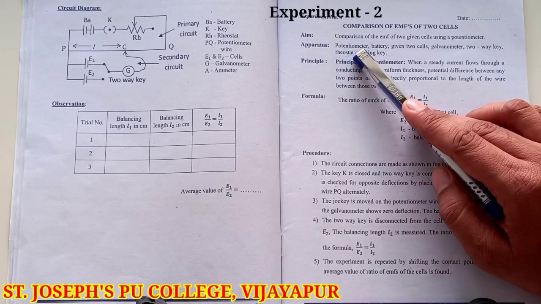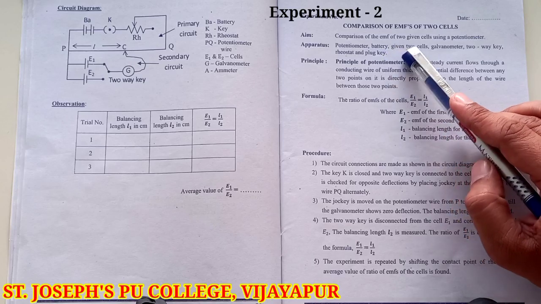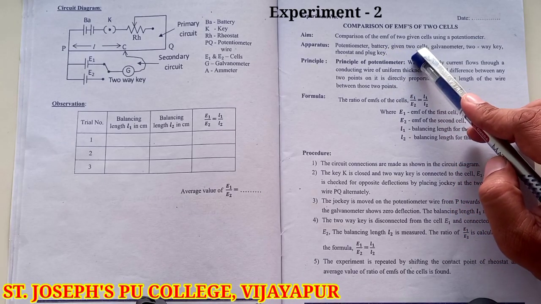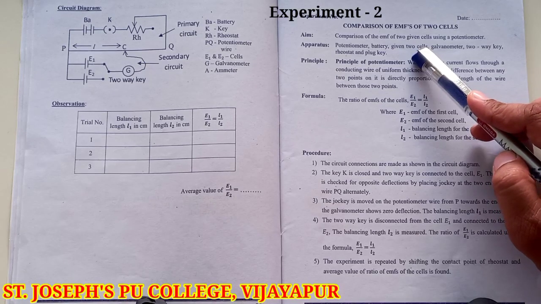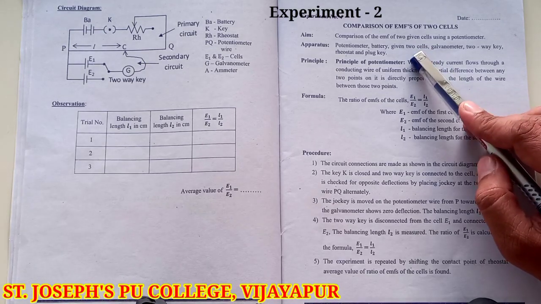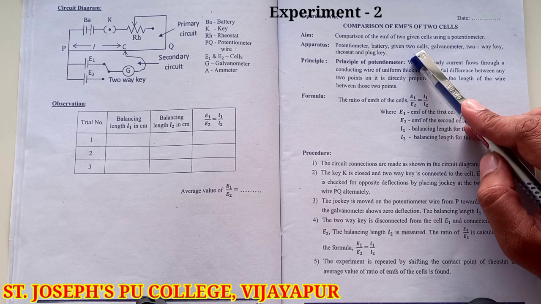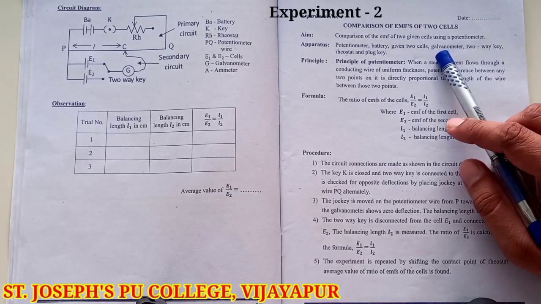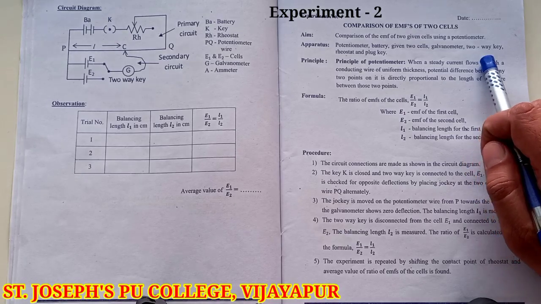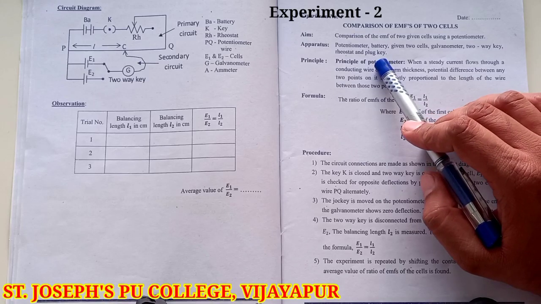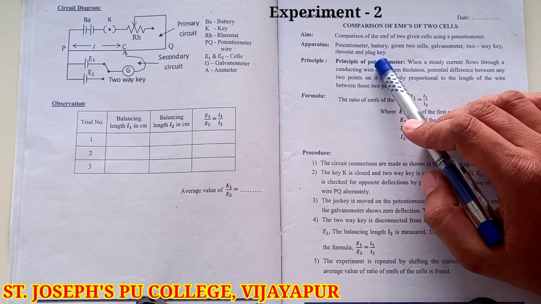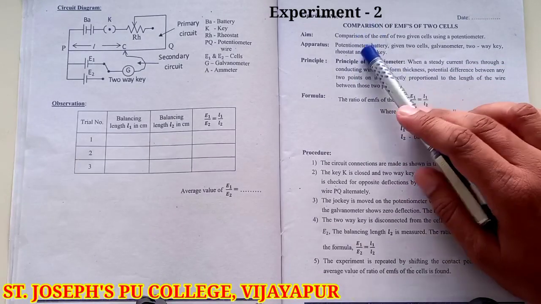So, what apparatus is required? A potentiometer, a battery, and two cells, any two cells. Usually we use the Leclanché cell and Daniell cell for comparison of EMF of two cells, but here I am using two dry cells, and a galvanometer, a two-way key, a rheostat, and a plug key. These are the apparatus required for this experiment.